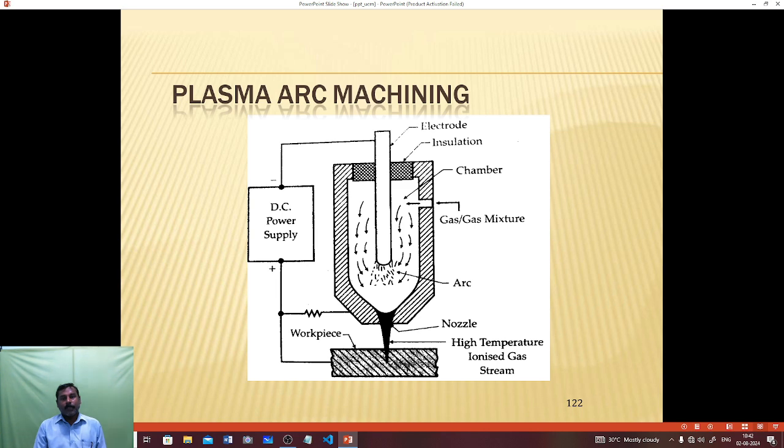Plasma machining. The main components of plasma machining are the electrode, chamber, gas mixtures, arc, nozzle, and power supply.